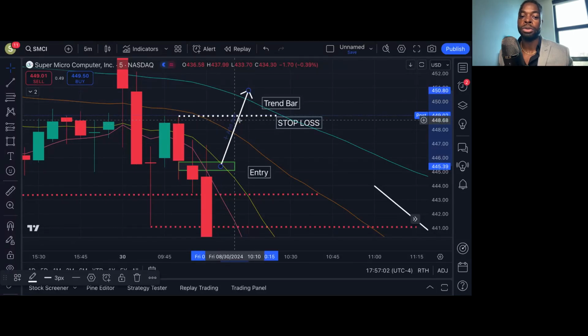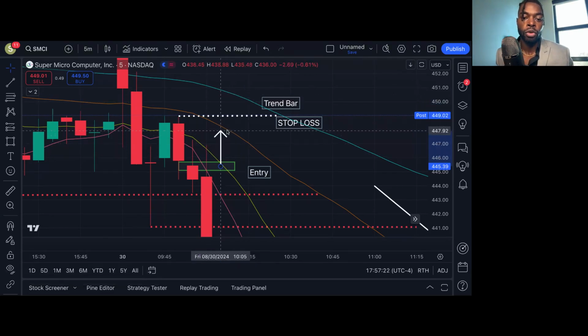How do I set my stops too? I set my stop one tick above, and then if we have a bar close above this, then I'm out of the trade. No matter how small or large the loss, I'm out of the trade. You need to stick to your stop. Now, sometimes you might get a wick. You might get a wick hit this level. In that case, I'm staying in the trade.